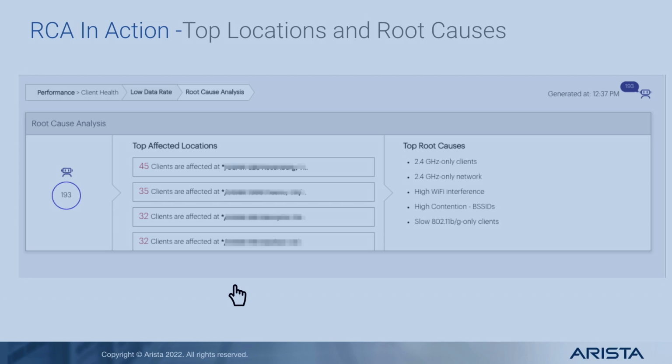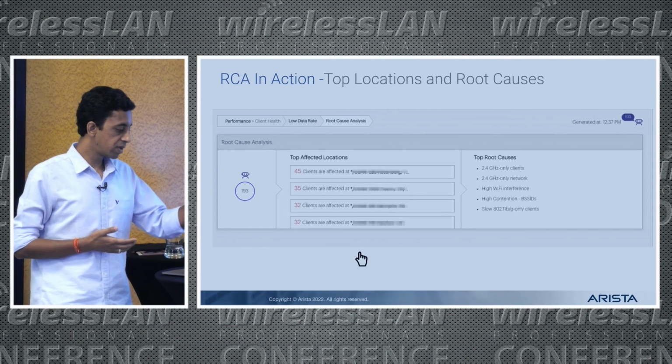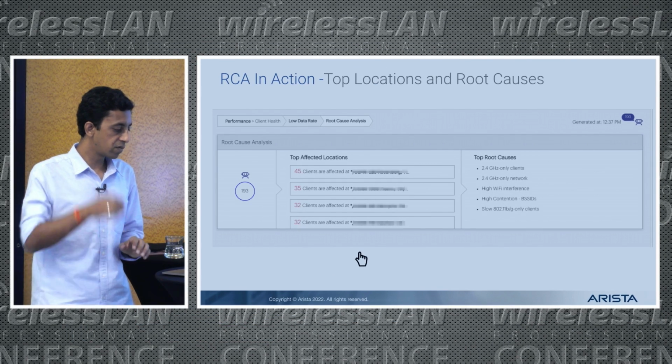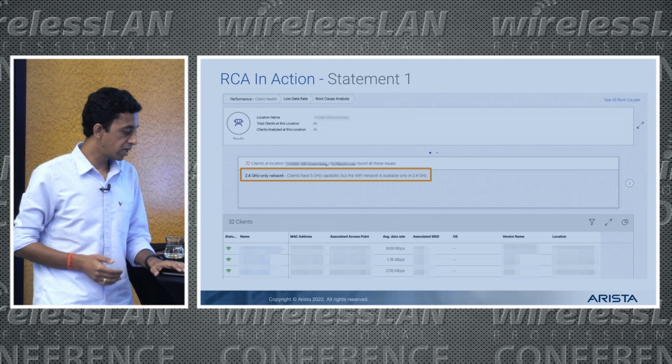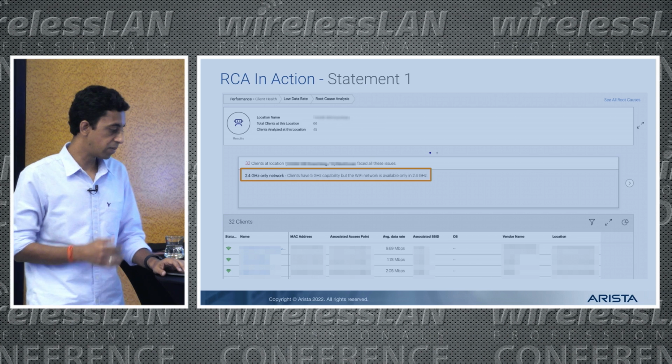Now let's look at some examples of how it works. In this case, once the report is generated, we talk about what are the top locations that are affected. This is from a real customer scenario. So you see that there are these many locations, and then what are the top root causes. And then you can dive into each location and look at each statement at that location.